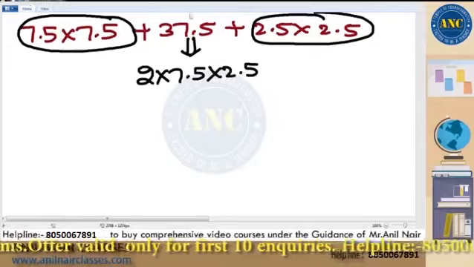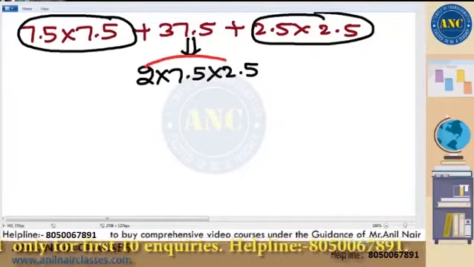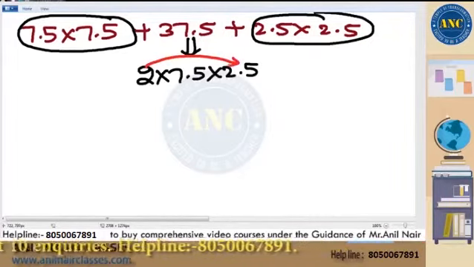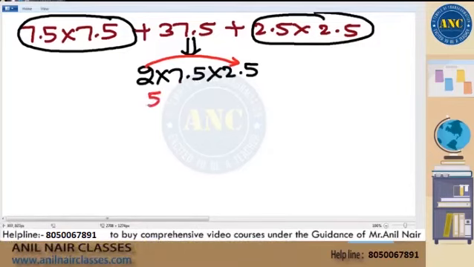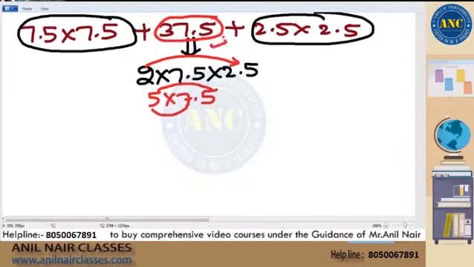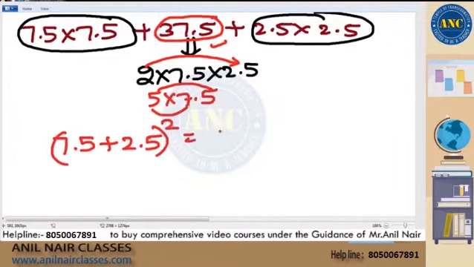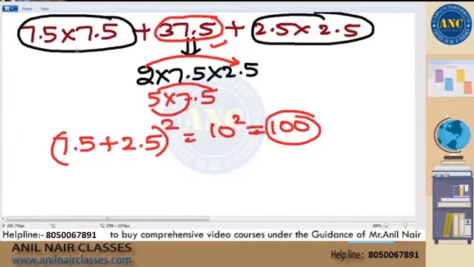This middle term should be 2 into a, where a is 7.5 and b is 2.5. Can I say that 2 into 2.5 is 5? What is 5 into 7.5? 5 into 7 is 35, 5 into 0.5 is 2.5, and 35 plus 2.5 is 37.5, which is exactly what is there in the middle term. That means a plus b whole square: 7.5 plus 2.5 whole square, which is 10 square, which is 100. The answer for this question is 100.